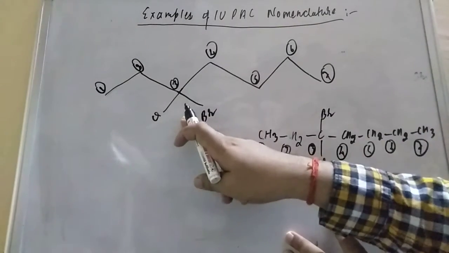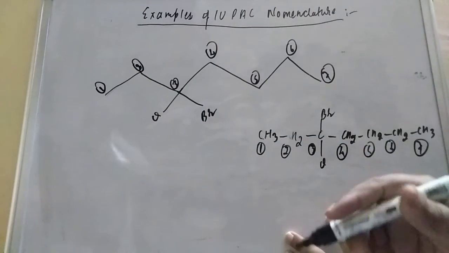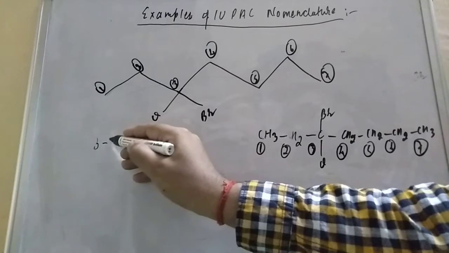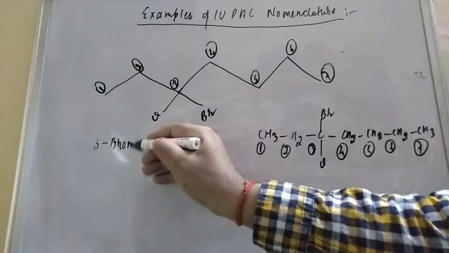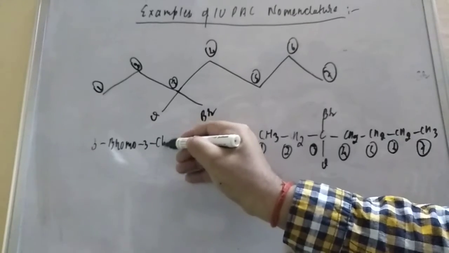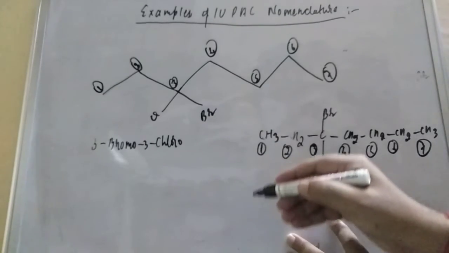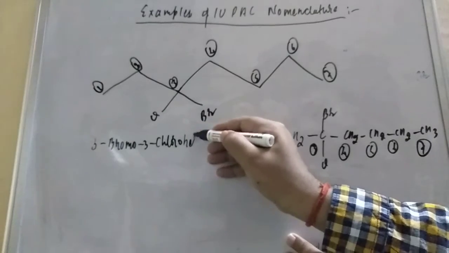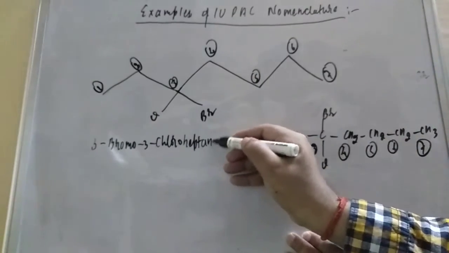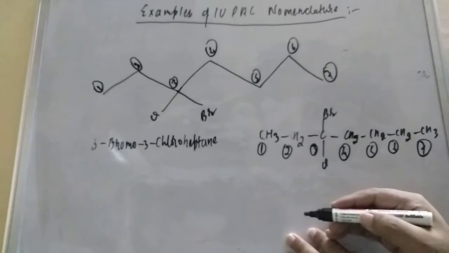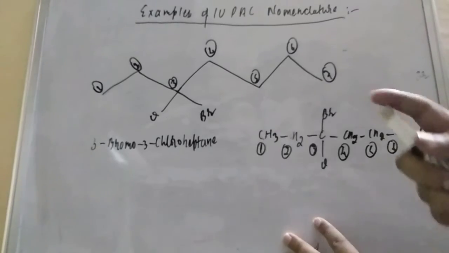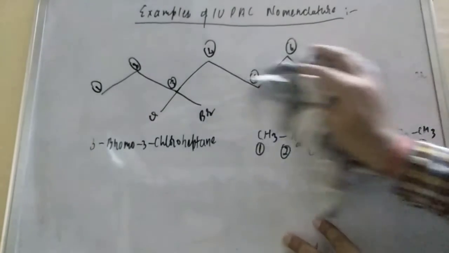On the same position there are two prefixes, bromo and chloro. So how can we write the name? On the third position we write 3 bromo, plus 3 chloro, 3 bromo 3 chloro. Then 7 carbons, so we write hept, and the bond is single, so heptane. So 3 bromo 3 chloro heptane will be the name of this organic compound. Now we have to erase and go to the other example.